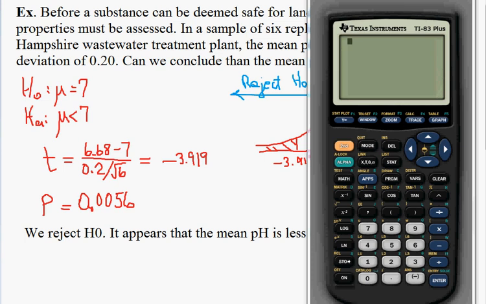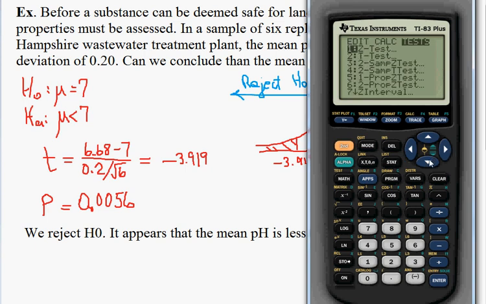and I want to show you how that can be done. For the test on the TI-83, we press the Stat button. We go over to Tests and then T-Test. And in this case, I'm going to be inputting statistics. If I actually had the hard data, I could input the data. In this case, I have the summary statistics.